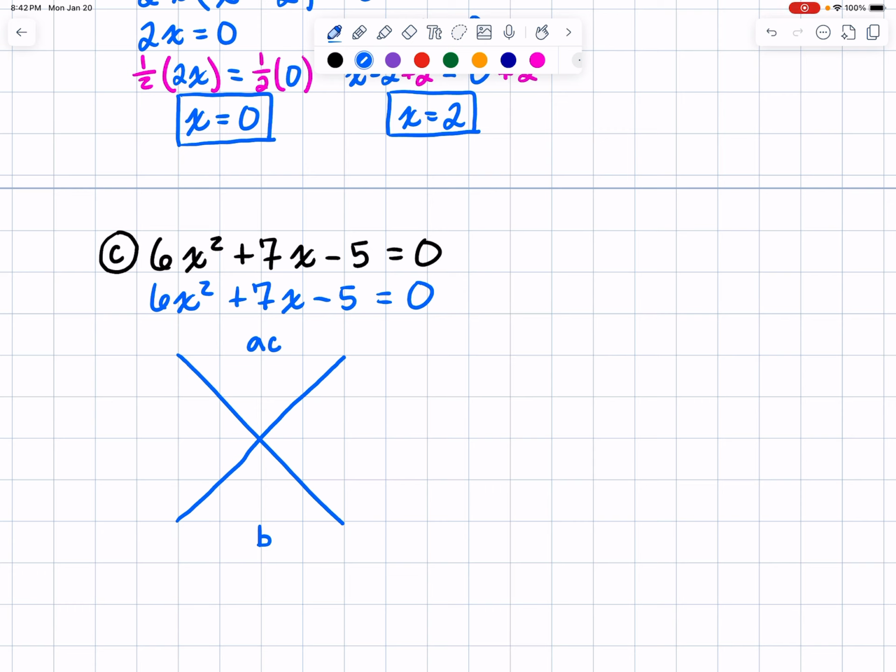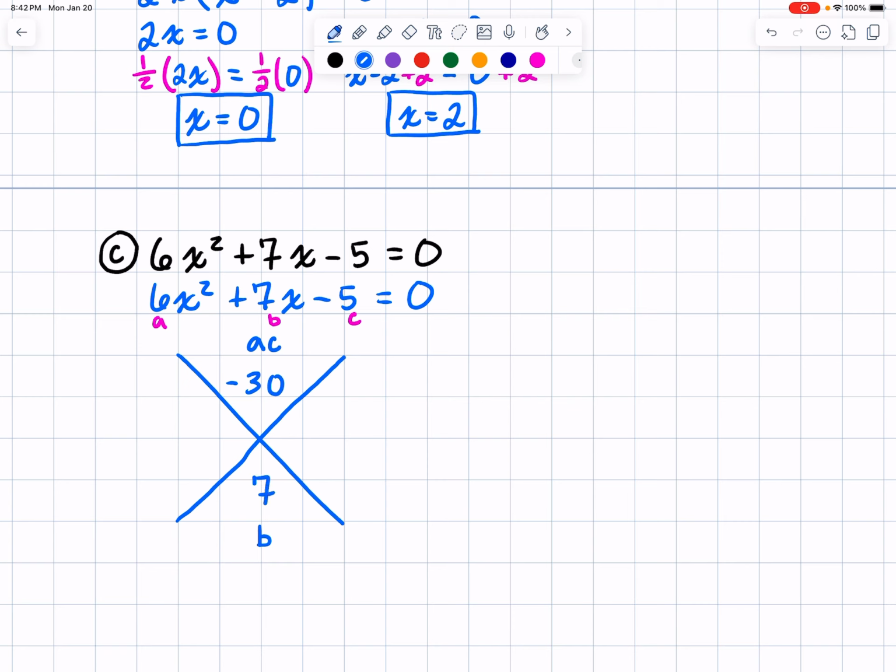So what is A times C? Well, if we recall, this is A, this is B, and this is C. So A times C is going to be 6 times negative 5. 6 times negative 5 is negative 30. So I'll put a negative 30 in the top part of my X. And then we put B in the bottom part.